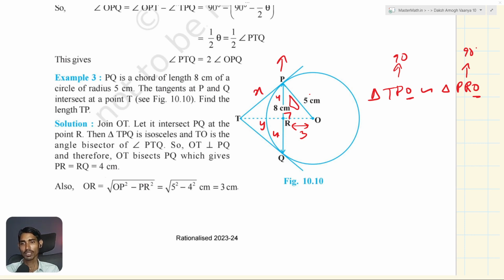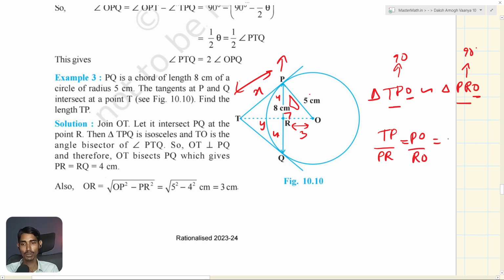Fine. Now, if these two are similar triangles and we need to find the length of TP, let's take the ratio. TP is to PR is equal to... they are similar, so by CPST, the ratios of sides would be equal. TP/PQ is equal to RQ.